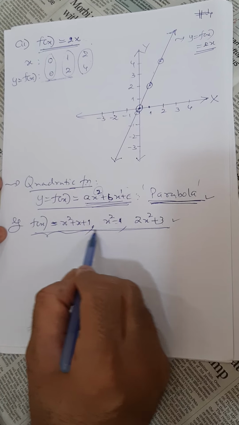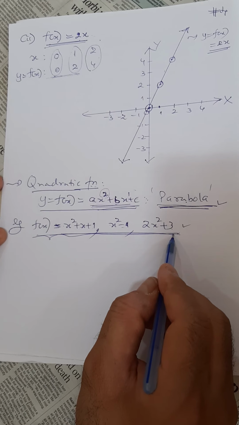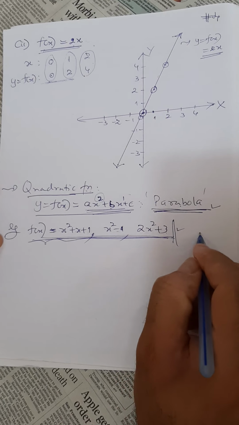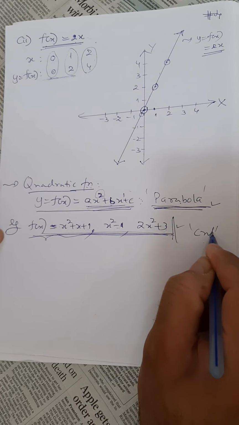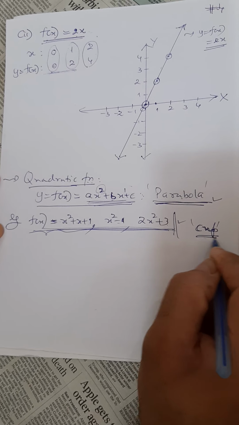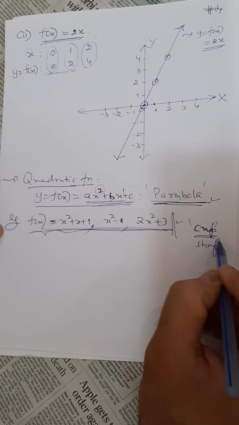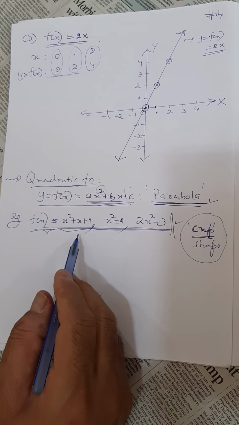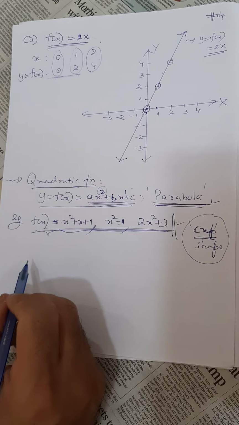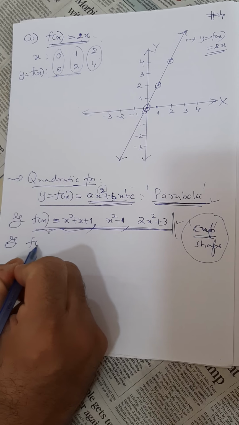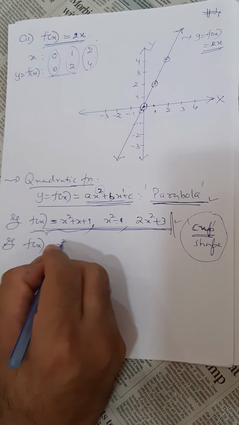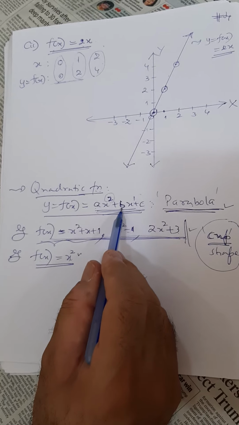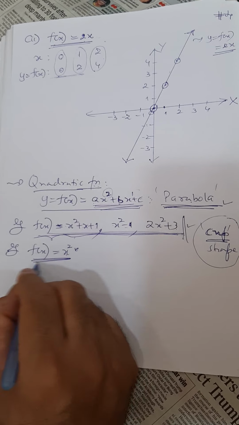Now for these quadratic functions, the graph need not be a straight line, but the graph will always be in a cup shape, remember. In such a graph you require 4 or 5 points. 2 points will not give you the correct answer. So for example, if I try f(x) equals x squared, this is a quadratic function. Here a is 1, b is 0 and c is 0.